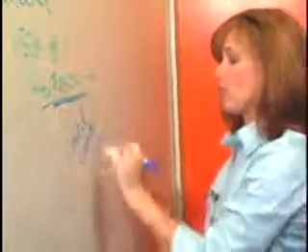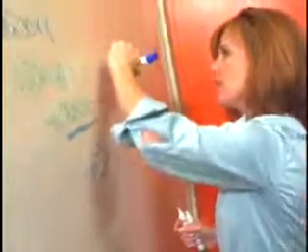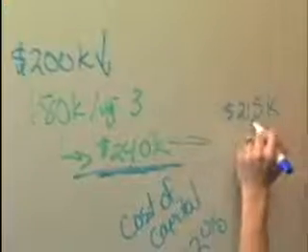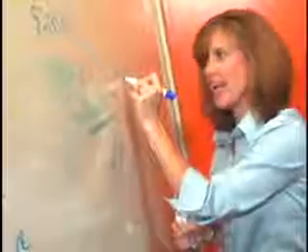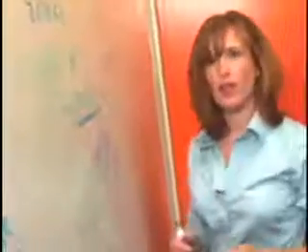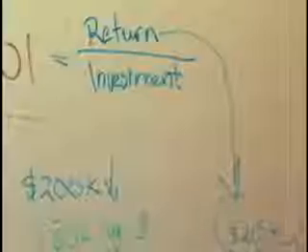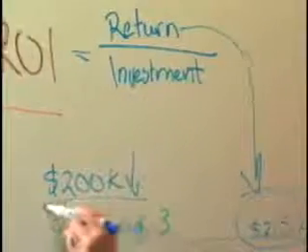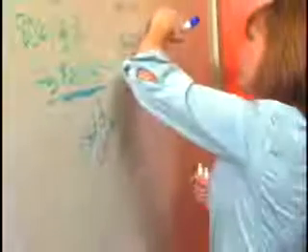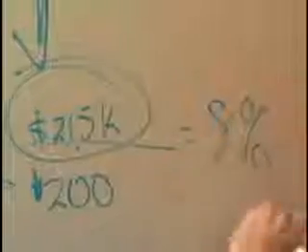So if we discount the $240,000 back using 12%, that gives us $215,000. So the $240,000 over 3 years is worth $215,000 today. This is our return. That goes in the numerator of our formula. Now, in the denominator is your investment. Remember, we had spent $200,000 on software, hardware, and consulting. We do the math, and our ROI is 8%.